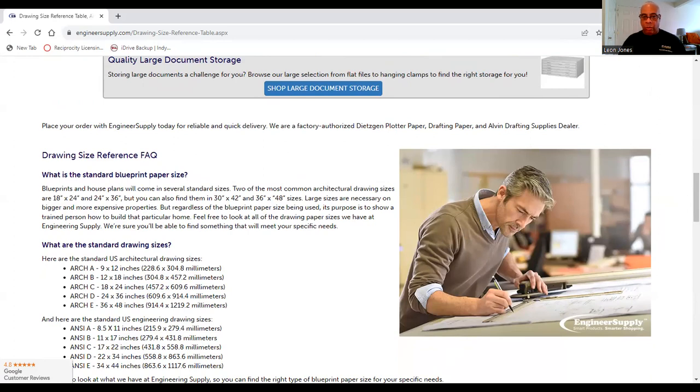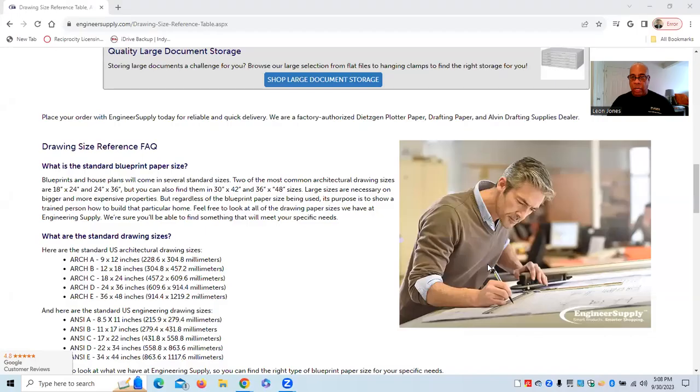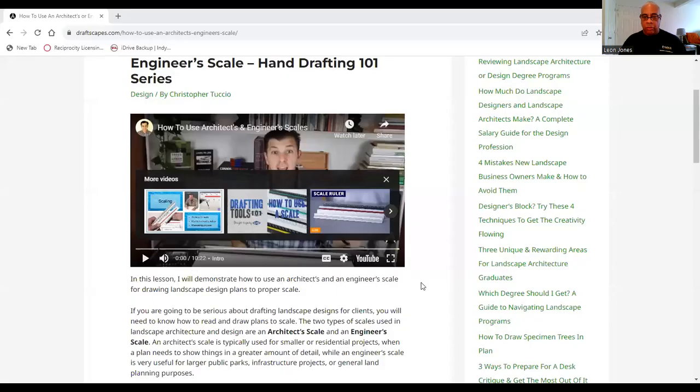Now, let me bring up something else. So go back. And I'm going to share my screen again. And I'm going to make sure I turn right back on so I can share the sound here. Just want you to get an idea of how it is to use an engineer and an architect scale. This gentleman is going to supply it for you. This is the engineer and architect scale, hand drafting 101.